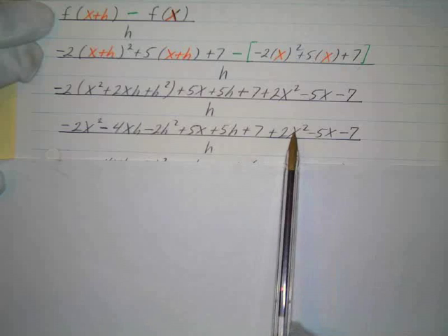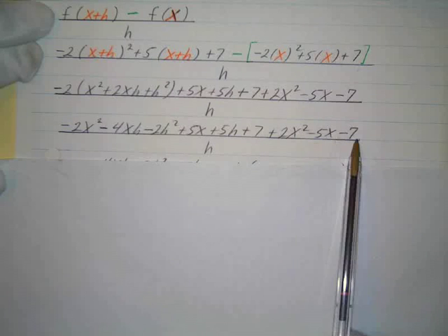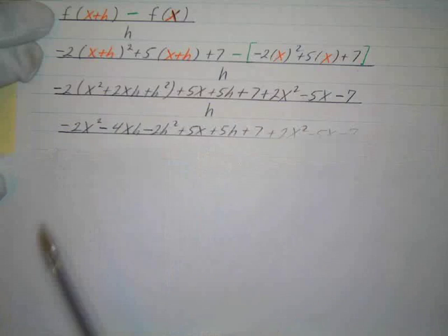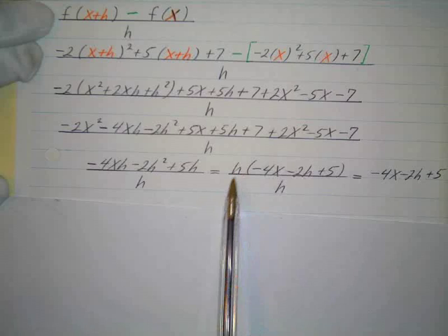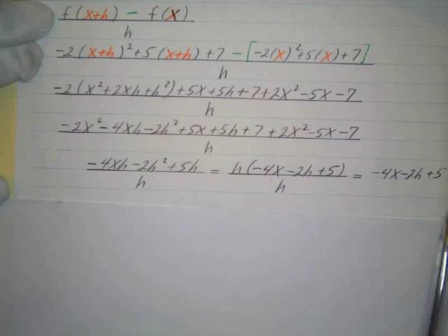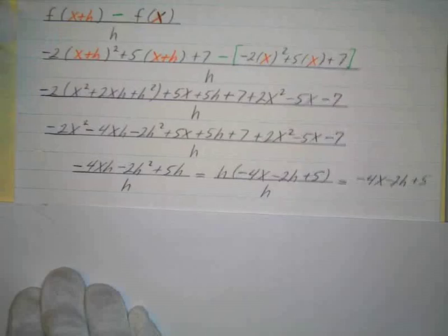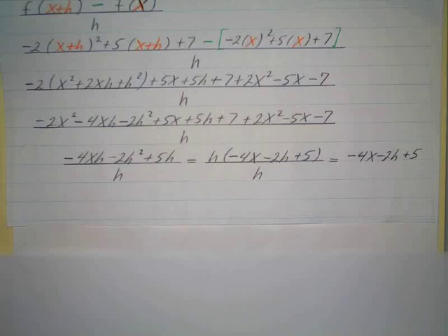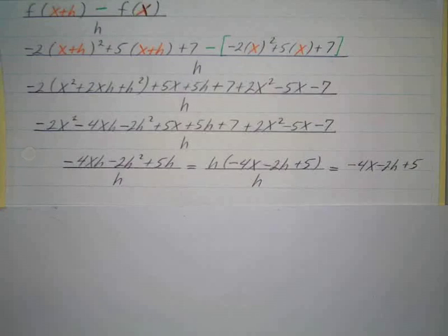And then again, the x squared terms cancel, the linear terms cancel, and the numerical terms cancel. So all that's left is the negative 4xh, negative 2h squared, and 5h. And again, we have an h in each of these terms that I can factor out. So I factor out that h. The purpose of this is to help us get rid of the h in the bottom. So this is all that's left: negative 4x, negative 2h plus 5. That works out kind of nice. The ones you're dealing with will work out one way or another. Okay, and that was number 13.